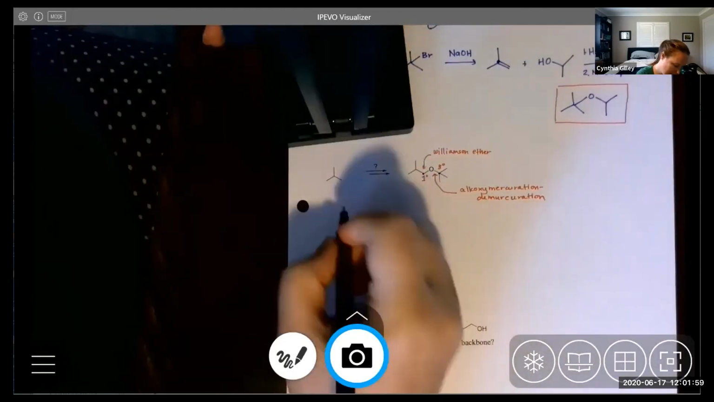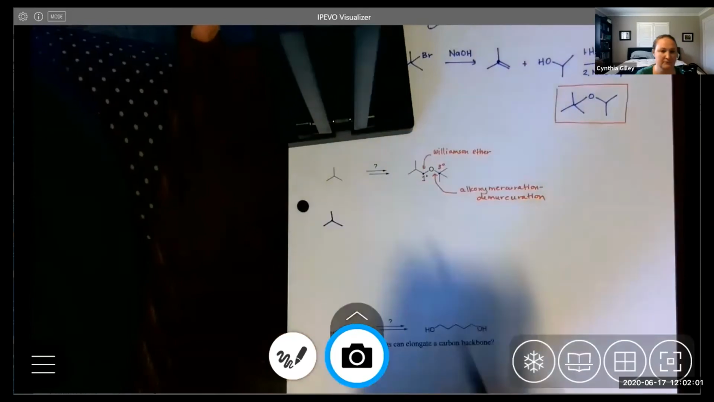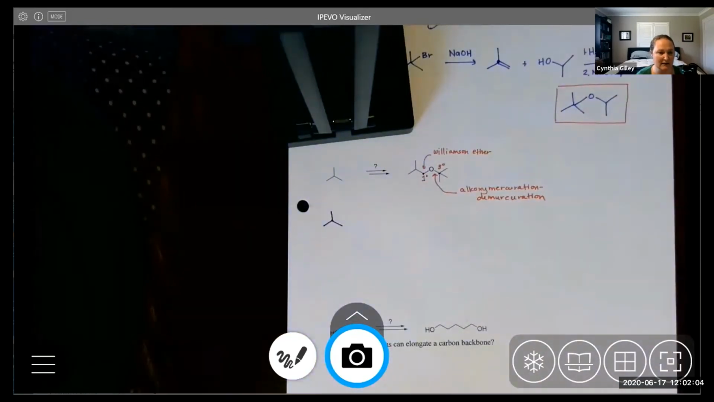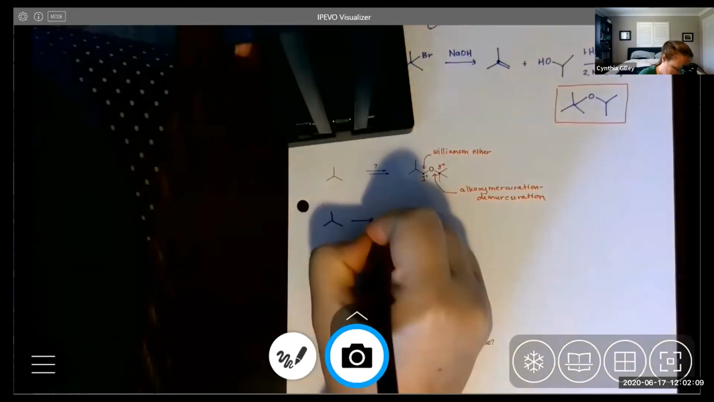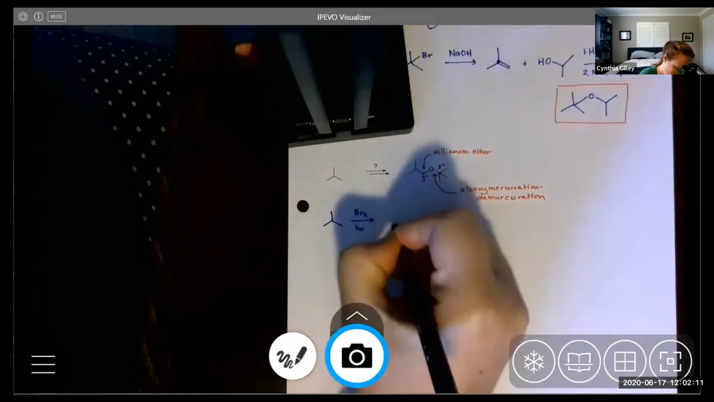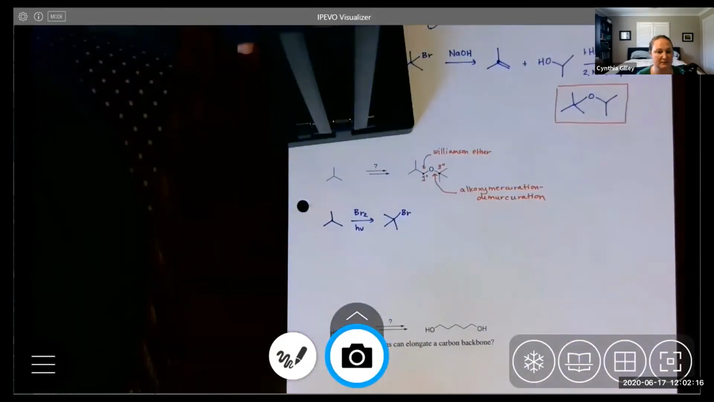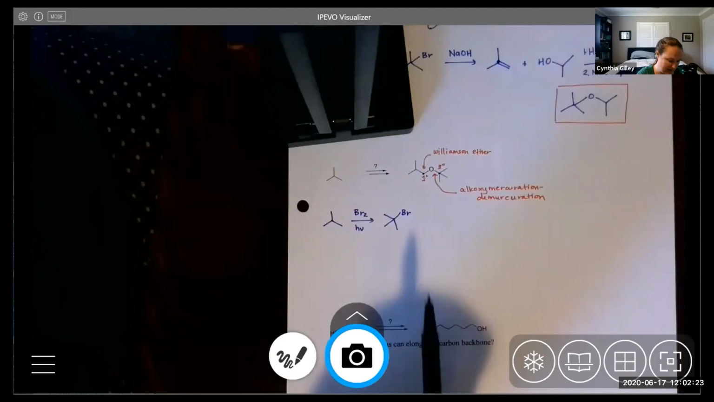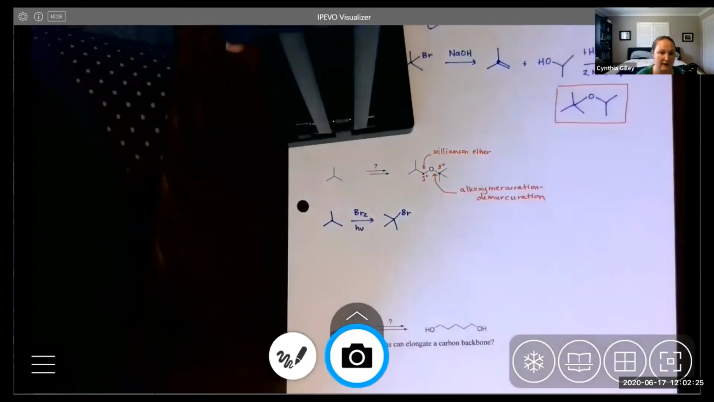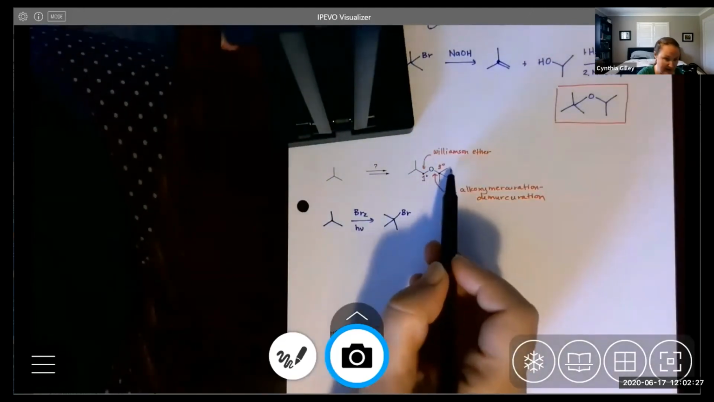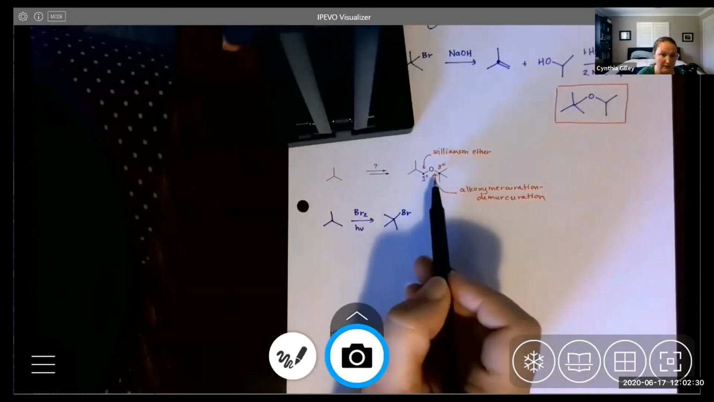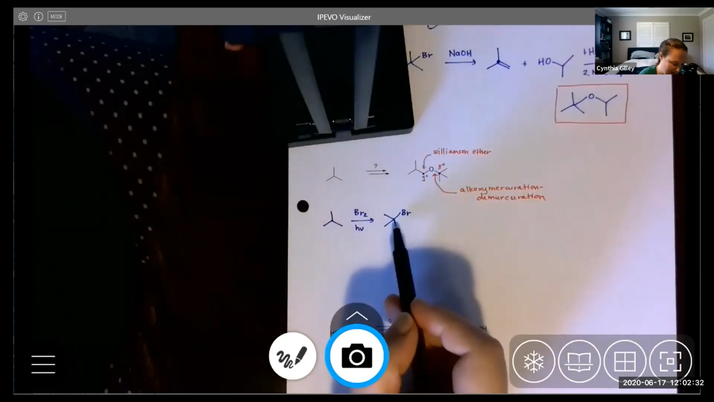Remember, I'm starting from my alkane. Because I'm starting from an alkane, I only have one choice. No matter what, I have to do radical halogenation. So it makes it easy. From here, if I'm going to be doing a Williamson ether, I'm going to make this bond. That means that this has to be the alcohol. That means I don't need an alkyl bromide. I really need an alcohol.